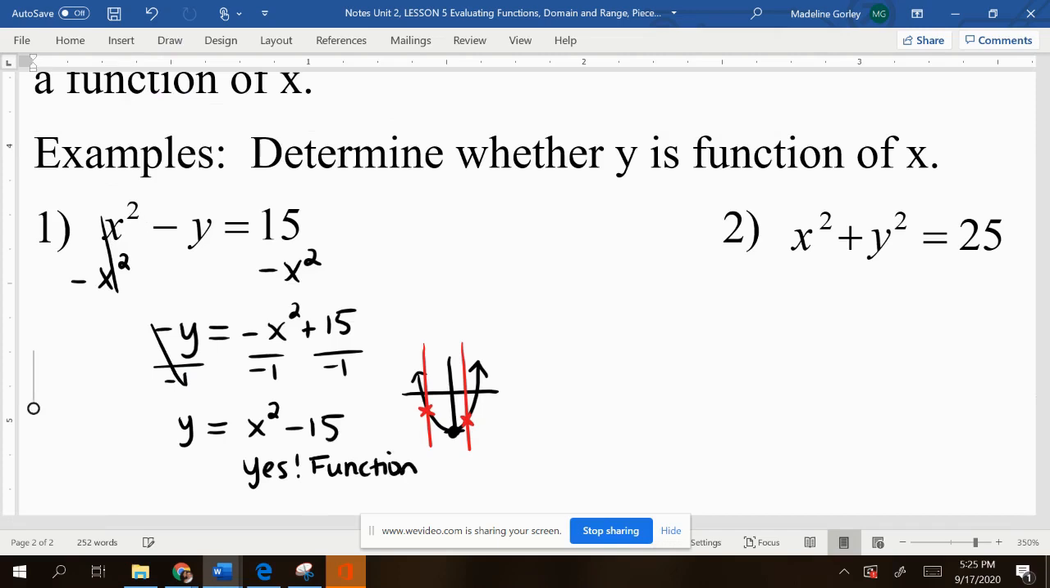Okay, let's do the same thing for example 2. I'm going to subtract x squared from both sides. So we'll end up with y squared equals negative x squared plus 25.